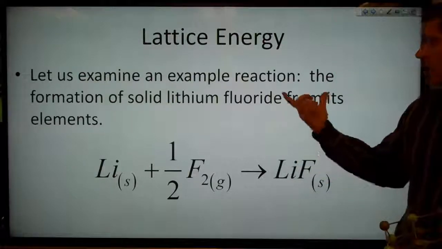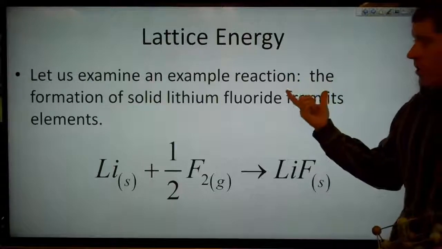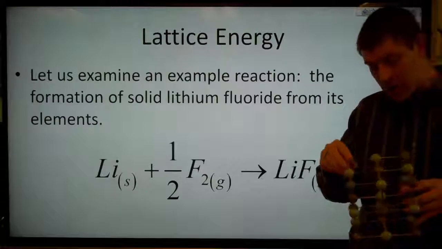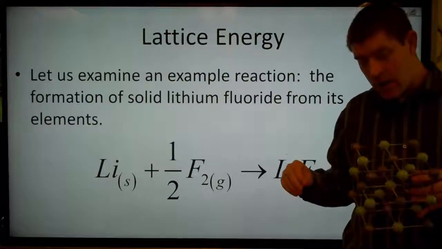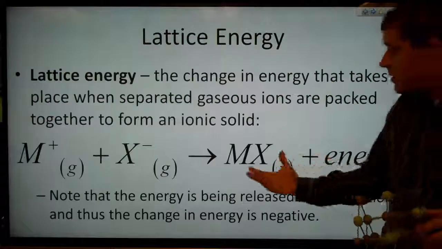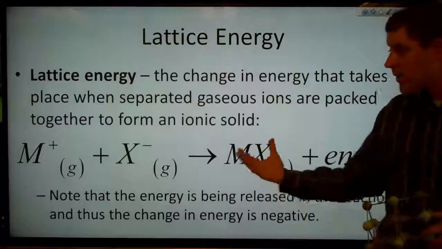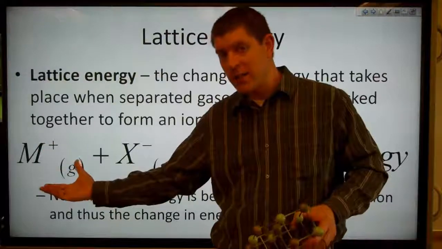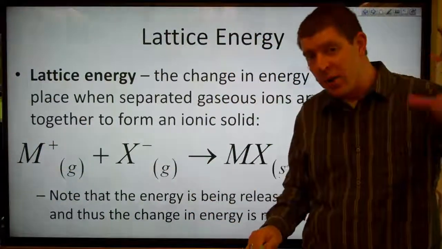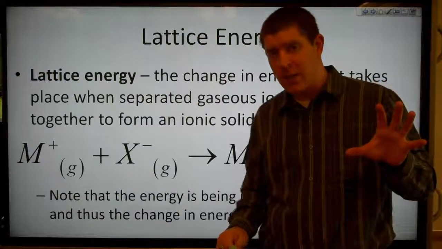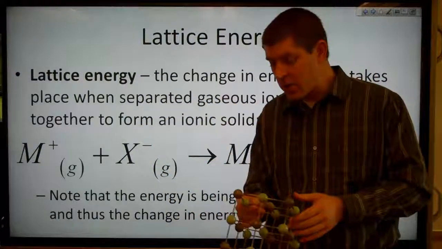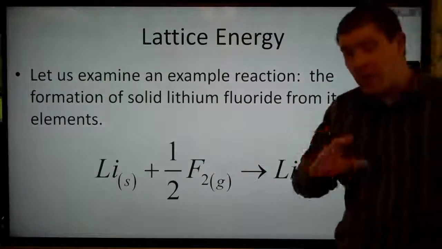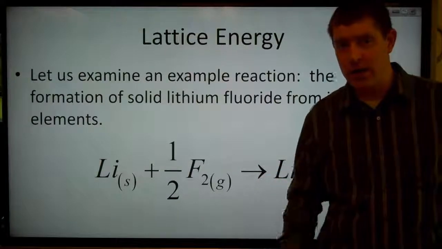So let's look at an example reaction. If we want to find the lattice energy, it becomes very difficult for us to measure this process directly, because it's very difficult for us to get a cloud of positively charged cations separated from a cloud of negatively charged anions, because they're going to be attracted to each other. And so what we end up doing to calculate this lattice energy is we look at some other processes. We do some other calculations first.